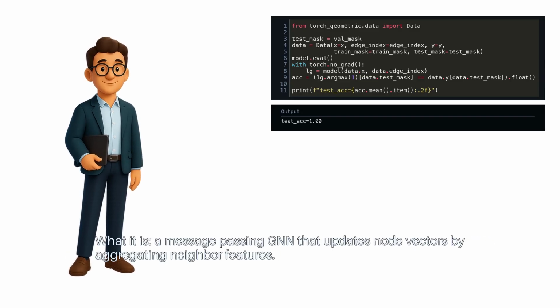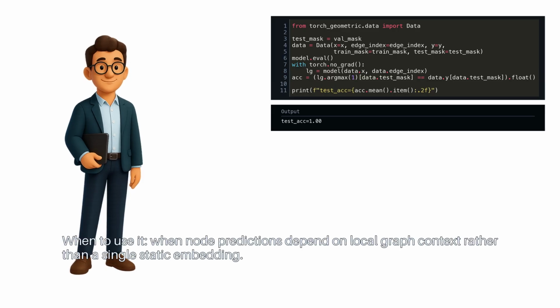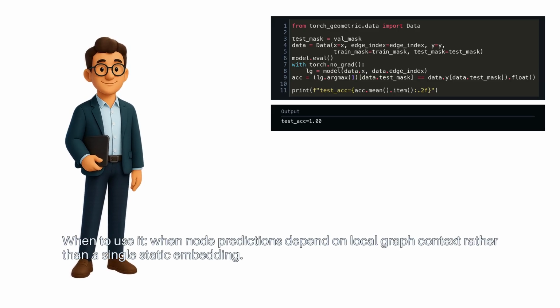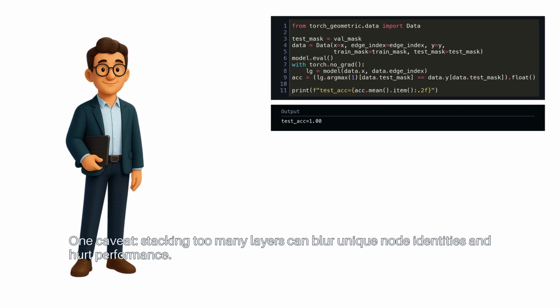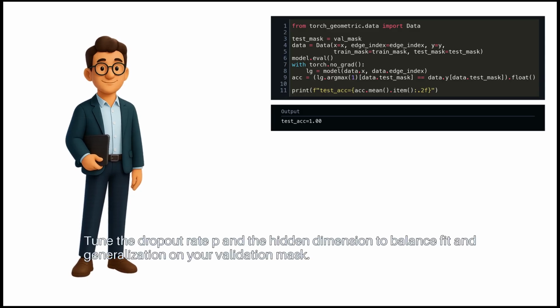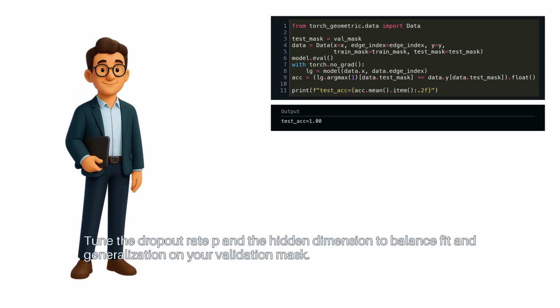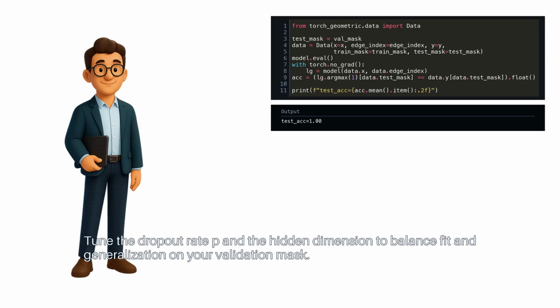Recap. What it is: a message passing GNN that updates node vectors by aggregating neighbor features. When to use it: when node predictions depend on local graph context rather than a single static embedding. One caveat: stacking too many layers can blur unique node identities and hurt performance. Next step: tune the dropout rate p and the hidden dimension to balance fit and generalization on your validation mask.